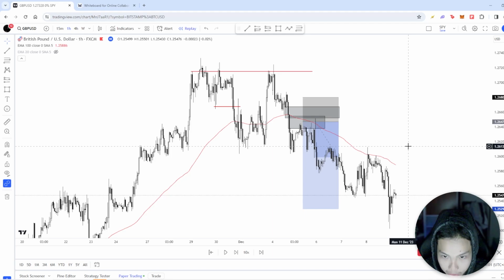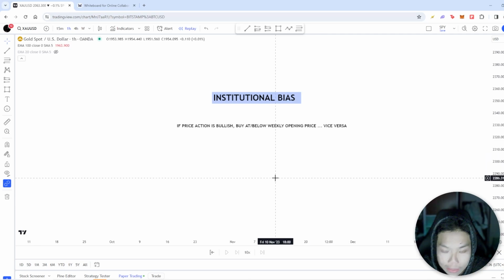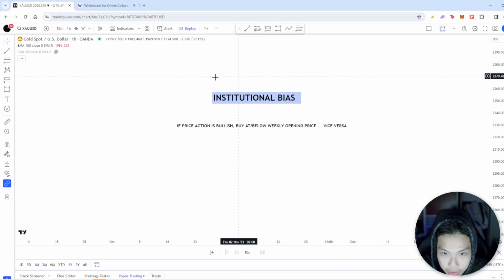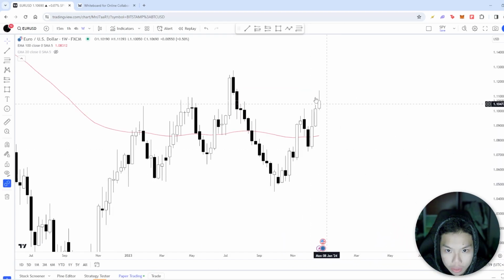So the important lesson here is to understand what price action does when it reacts off all of these liquidity levels. I'm going to be teaching you guys about institutional bias as well. So this is something that I learned from ICT itself, and I want to make sure that all of you know it as well. So basically, institutional bias is if price action is bullish, buy at or below weekly opening price, vice versa. So let's say if price action is bearish, sell at or above weekly opening price. You get it? Let's take a look at this price action over here.